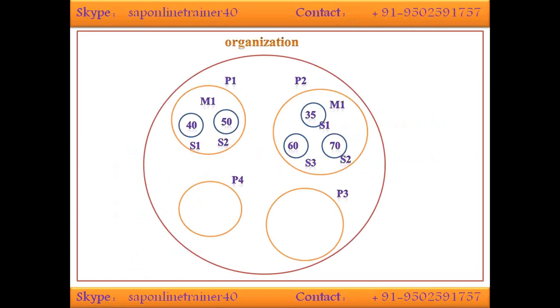Likewise, our material M1 is present in plant P3 at storage locations S1 and S2 with quantities 50 and 60 kgs. And also we have another plant. Our material M1 is present in plant P4 at storage location S1 with quantity 80 kgs. Yeah, this is a simple example. Our material M1 is present in many plants with some quantities at particular storage locations.